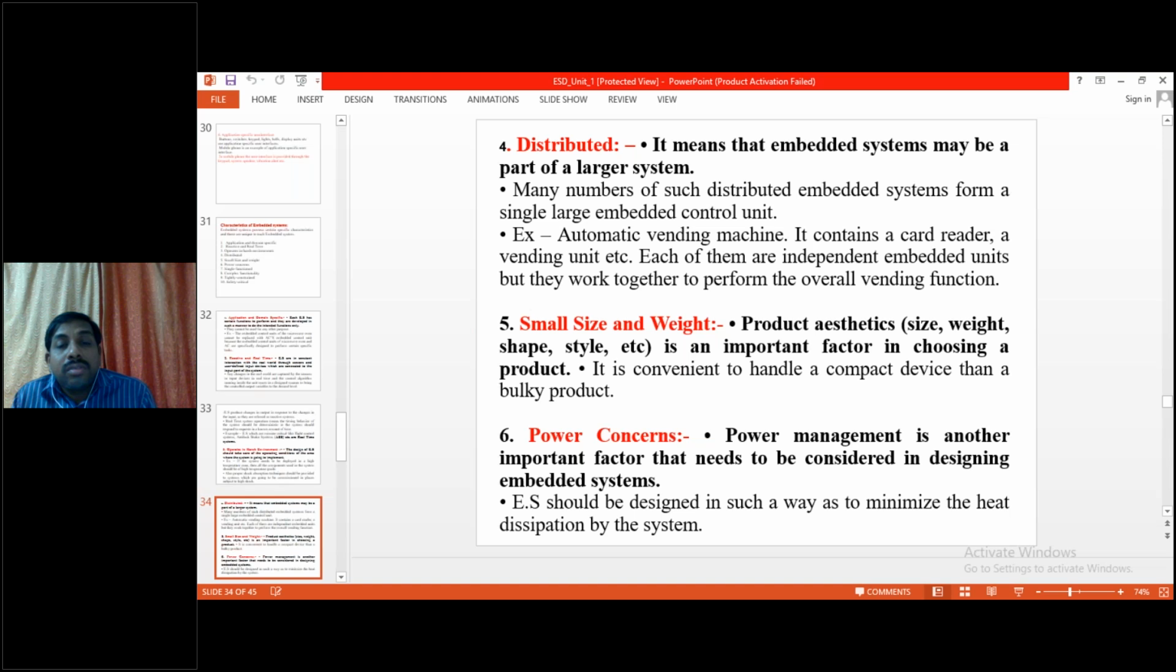Next, power concerns. Whether household appliances, industrial or military, everywhere the main characteristic is power. So you design such that you minimize the power consumed by the embedded system, then the user will prefer it. If there are multiple vendors providing the same washing machine or refrigerator, they'll go for the star rating, and the one consuming less power is selected first. So any embedded system product designed must occupy less area and consume less power. Only then is it preferred by the end user.